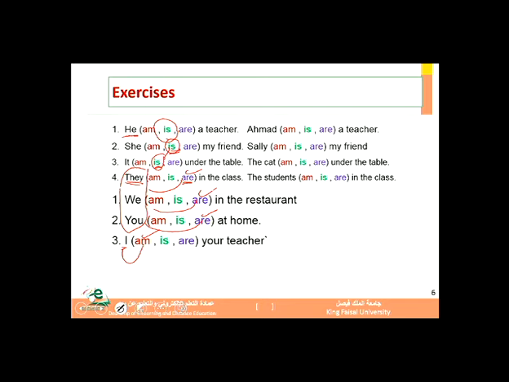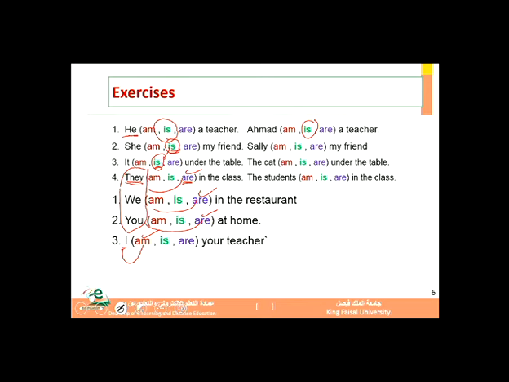So he, which is a male pronoun, can be replaced by a noun referring to a singular male, which is Ahmed in this sentence. So whether you say he or Ahmed, it is basically having the same form of verb to be.